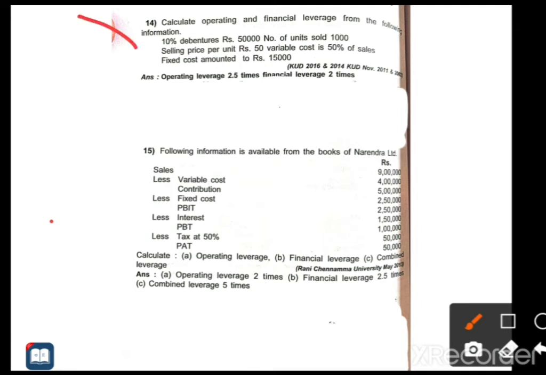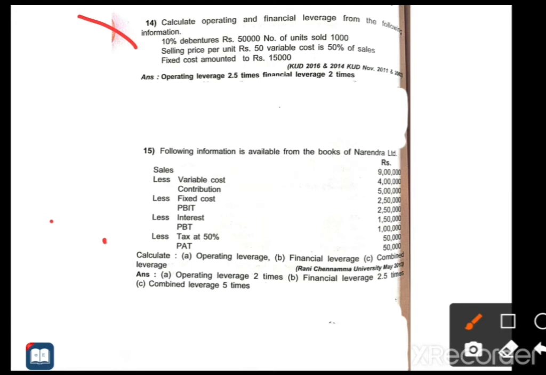Next, calculate operating and financial leverage from the following information. They are given 10% debentures of rupees 50,000, number of units sold 1,000, selling price per unit 50 rupees, variable cost is 50% of sales, and fixed cost is 15,000. A little bit may confuse you, but there is no need to be confused because the given information is clearly defined. So it's very simple.